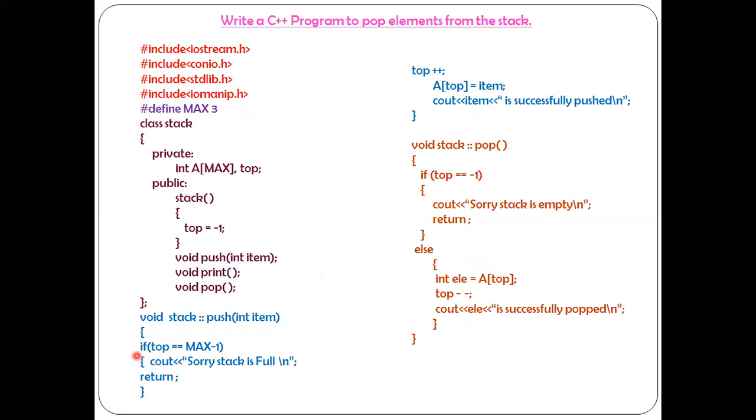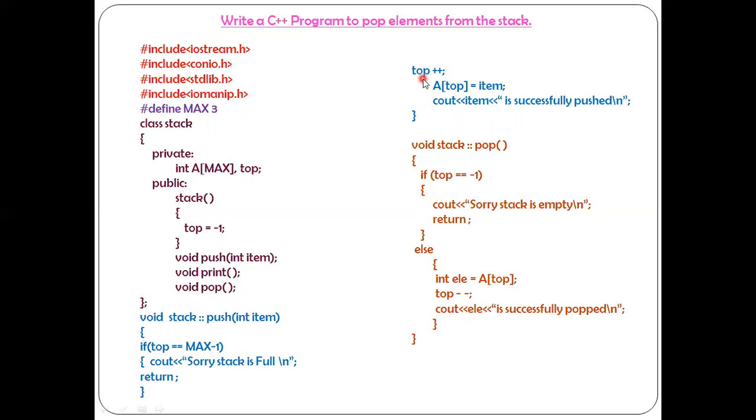Next line, open flower bracket, straight away a condition. If top is equal to max minus 1. This is called a comparison operator. When you have two equals signs, you must call it a comparison operator. Top is equal to max minus 1. What is the value of top? Top is -1. Is it equal to max minus 1? Max is 3, and 3 minus 1 is 2. That means -1 is equal to 2. The condition is false. Condition false means I won't execute this cout and return statement.